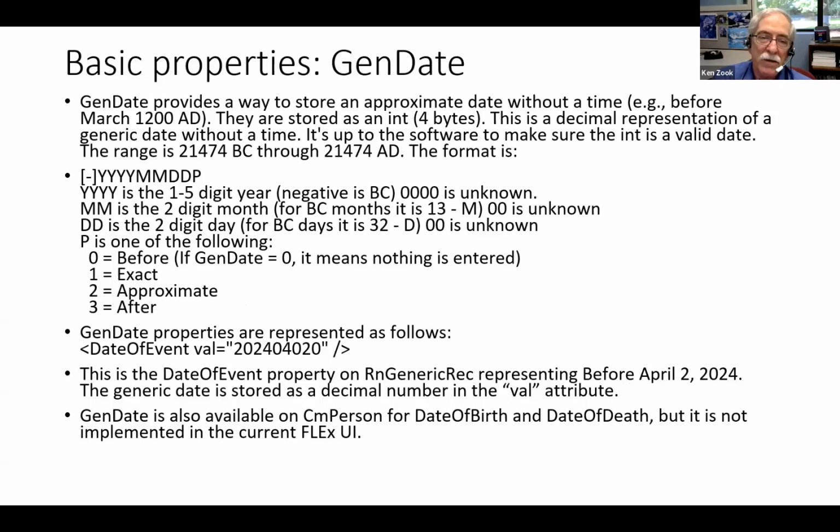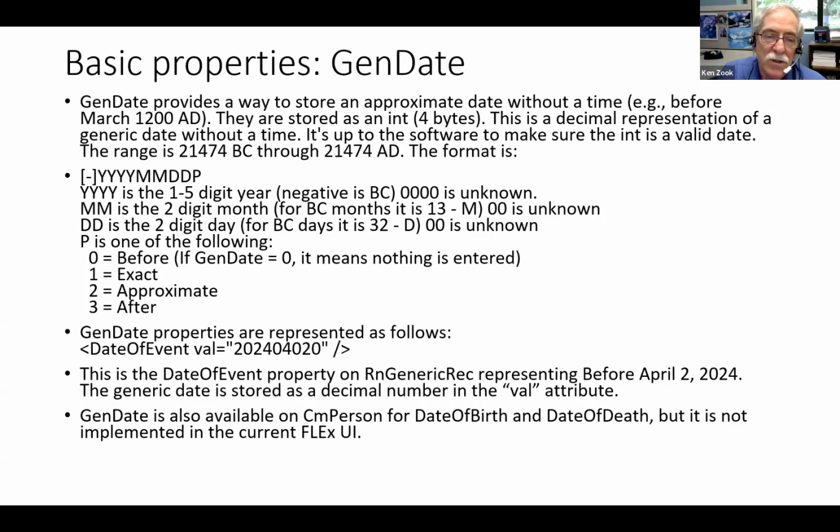We have a GenDate property that provides a way to store an approximate date without a time, for example, before March 1200 AD. They are stored as a 4-byte int. This is a decimal representation of a generic date without a time, and it's up to the software to make sure that the int is a valid date. The range is from 21474 BC through 21474 AD.